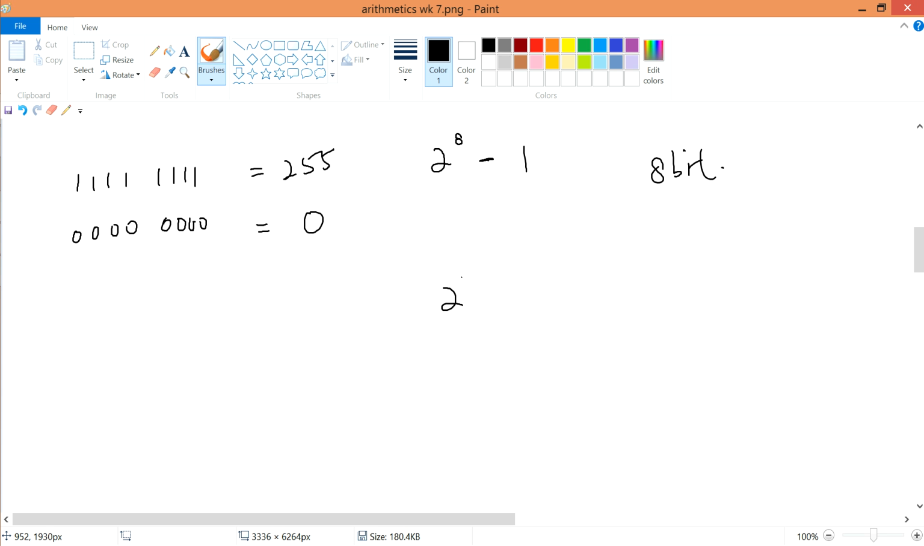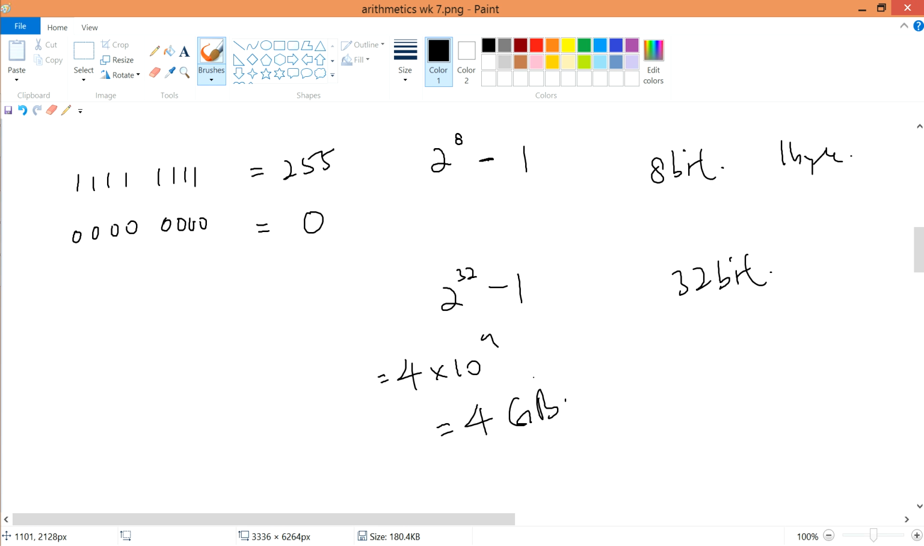Okay, so if it's 2 to the power of 32 minus 1, if you're talking about 32 bits, this thing will tell you how many bits you have. So you're going to get 4 times 10 to the power of 9, which is something that you often see as 4 gigabytes. So 4 times 10 to the power of 9 bytes. Over here this is actually 1 byte, and over here this is actually 4 gigabytes. Alright, so these are all limitations of the numbers that you can represent.